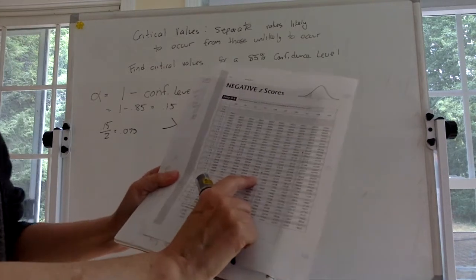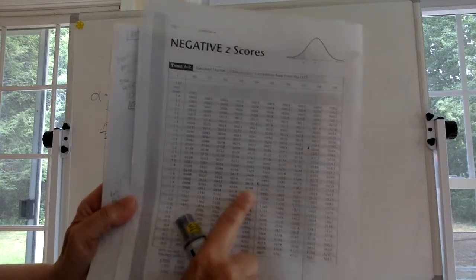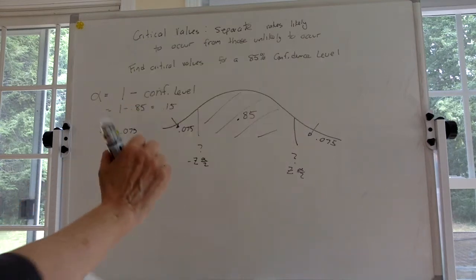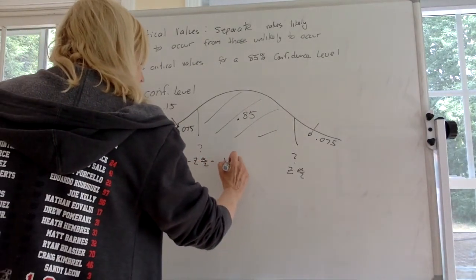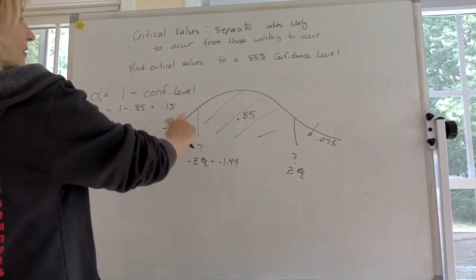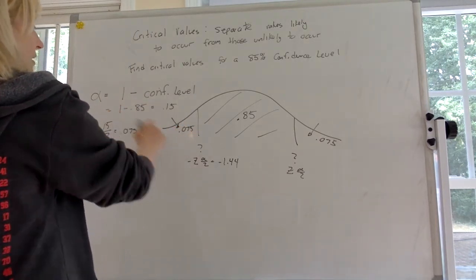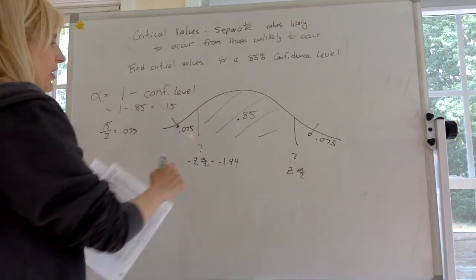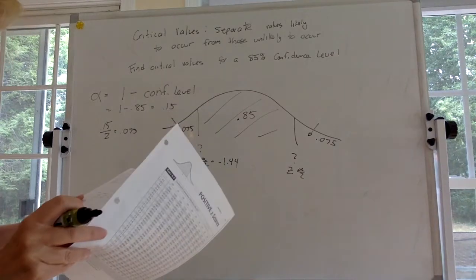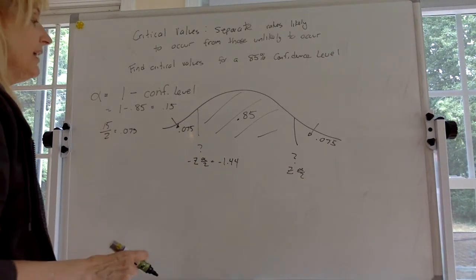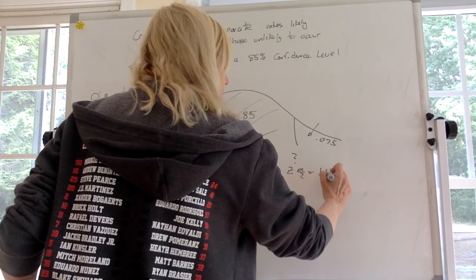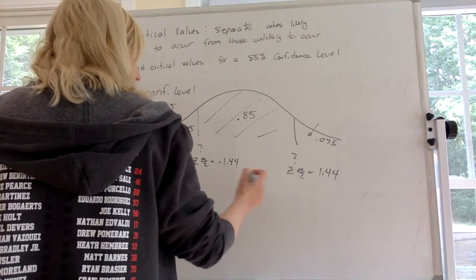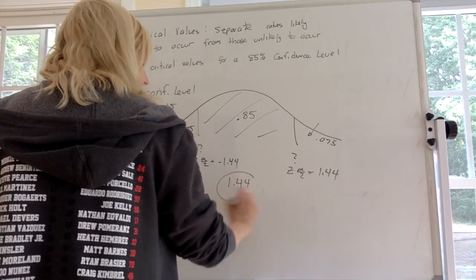The closest thing I found is 0.0749, and when I go across, it's negative 1.44. So you figured out the area by taking half of alpha, then looked up that area in your z chart, and got the corresponding z. That's all you've got to do. Because this is symmetric, the other one is positive 1.44. I can't remember if the problem asks for both, but usually they ask for the positive version.